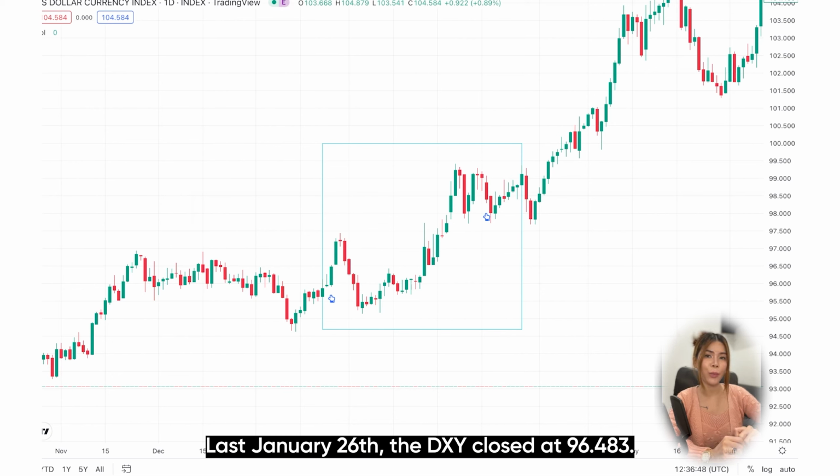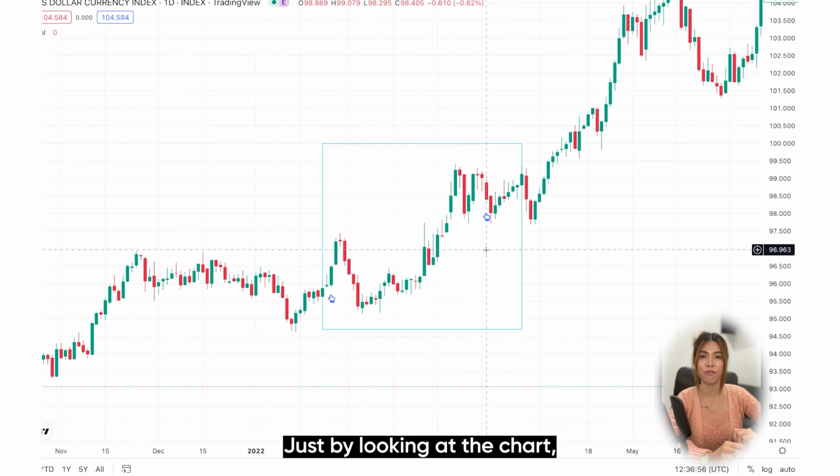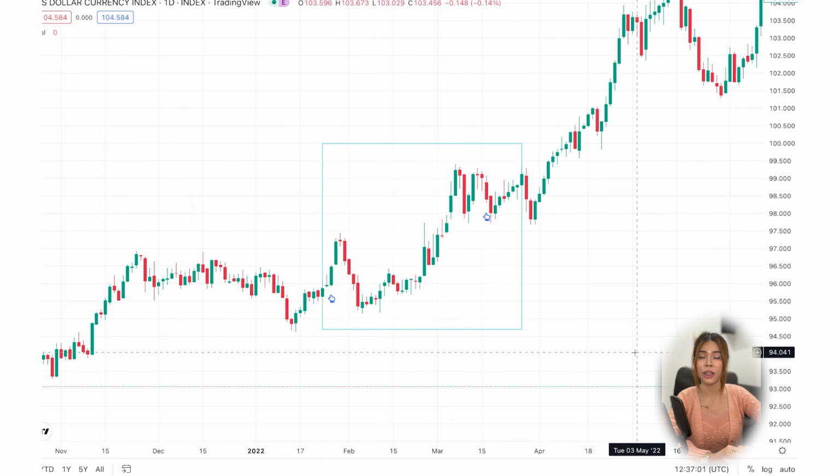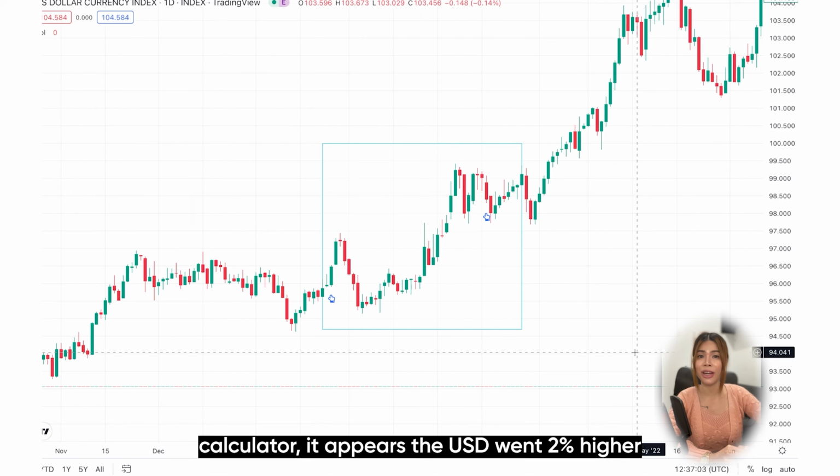So last January 26, the DXY closed at 96.483, and then on March 16, it closed at 98.405. Just by looking at the charts, we can verify that the USD went higher. By using a percentage change calculator, it appears the USD went 2% higher in between these two periods.